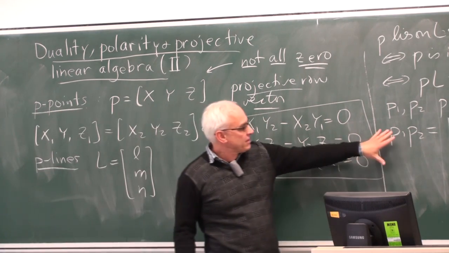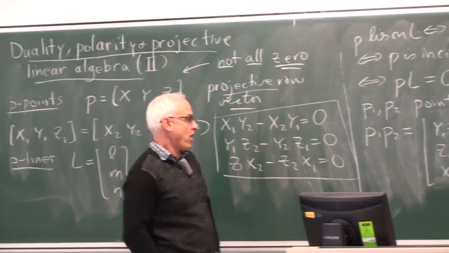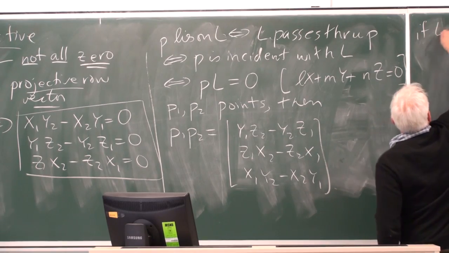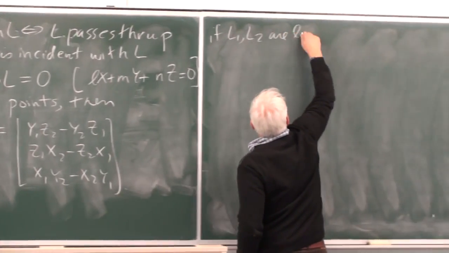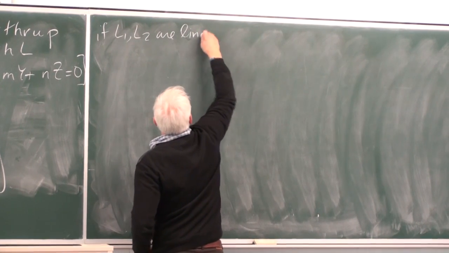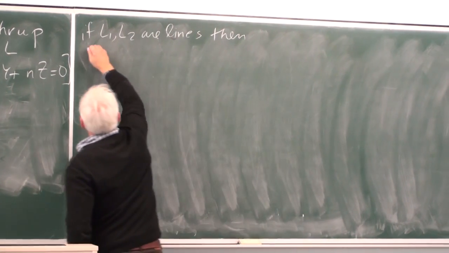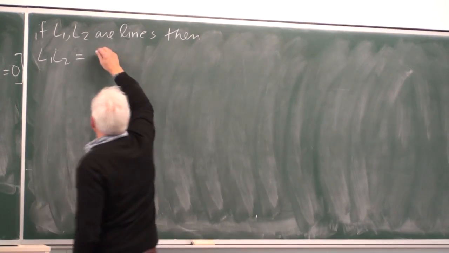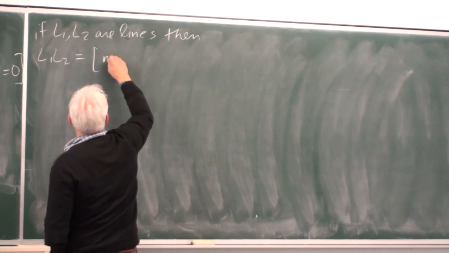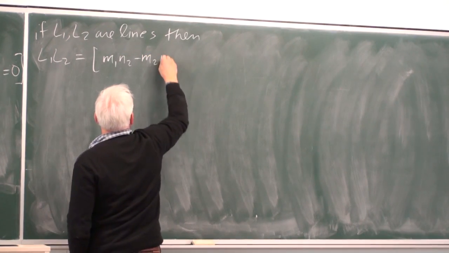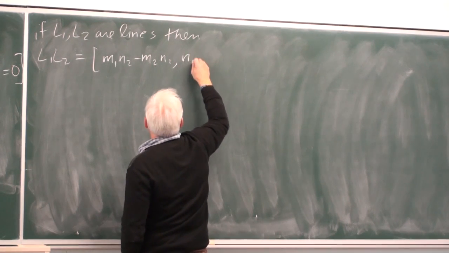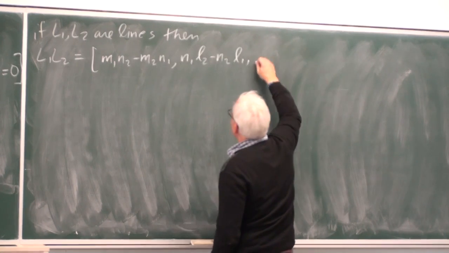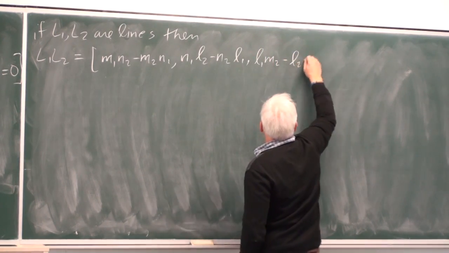Okay, so we have this condition for the product of 2 points, and we have a similar condition for the product of 2 lines. So if L1 and L2 are lines, then their product is the point, and I'll use the same notation that I have here with little l's, m's, and n's. So the product is going to be m1 n2 minus m2 n1, and then n1 l2 minus n2 l1, and then I suppose l1 m2 minus l2 m1.